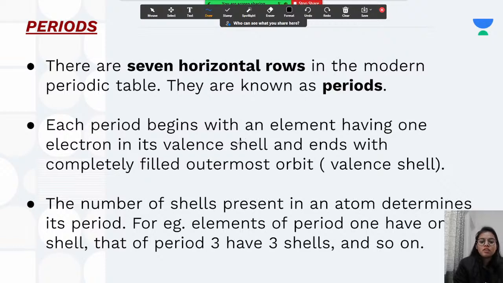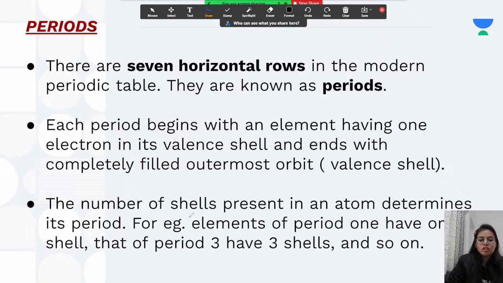Now each period begins with an element having one electron in its valence shell and ends with a completely filled outermost shell or valence shell. That means it will begin with one electron in the outermost shell, and it will move until we have a completely filled octet. So it moves towards a stable electronic configuration, and this stable electronic configuration is none other than that of the inert gases.